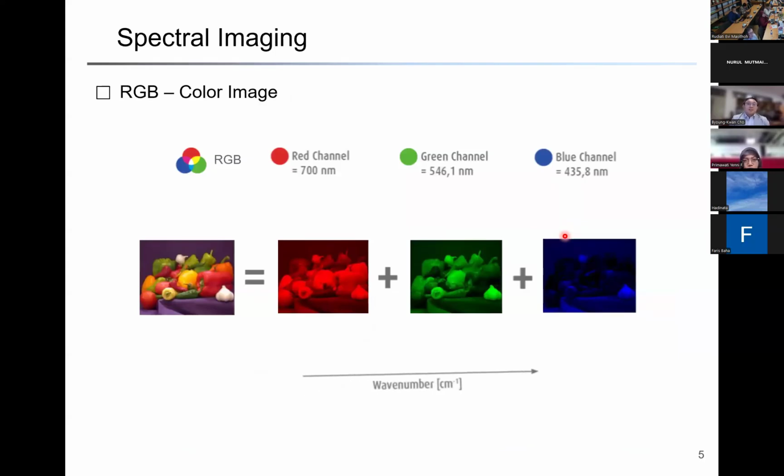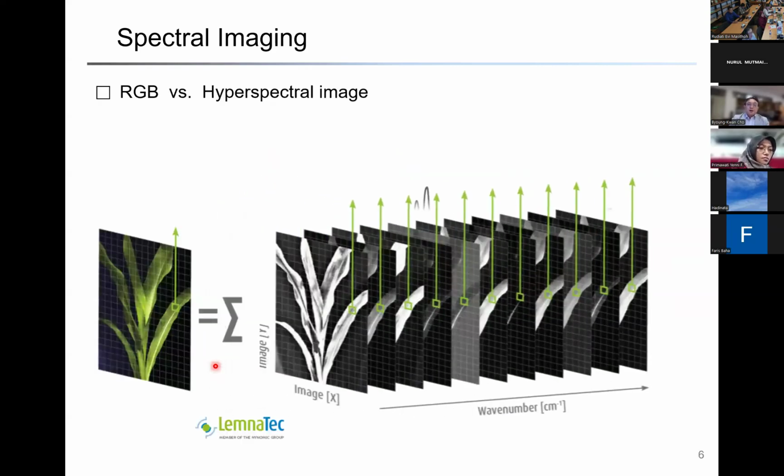Okay, very simple images: color images. A color image is also a spectral image because it has spectral information, but just three spectral bands: red, green, and blue. Using these three wavebands, we can make color images. It's a very simple image.